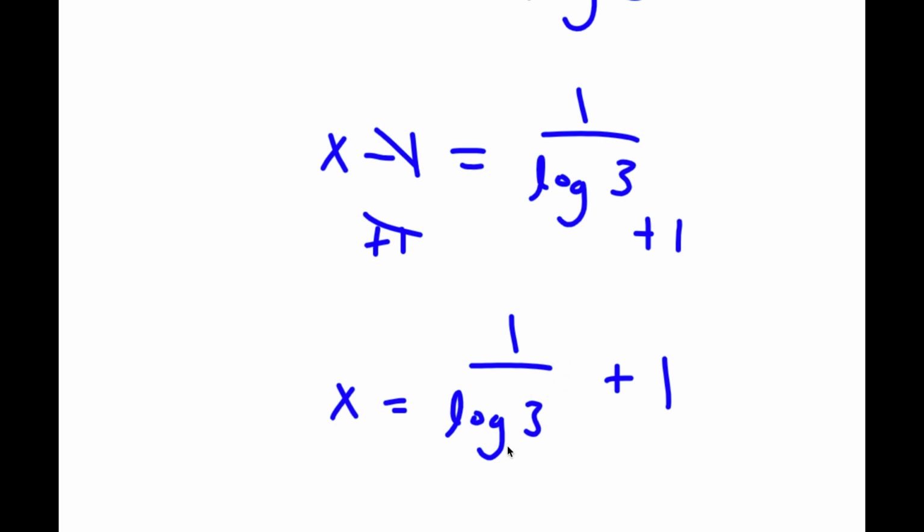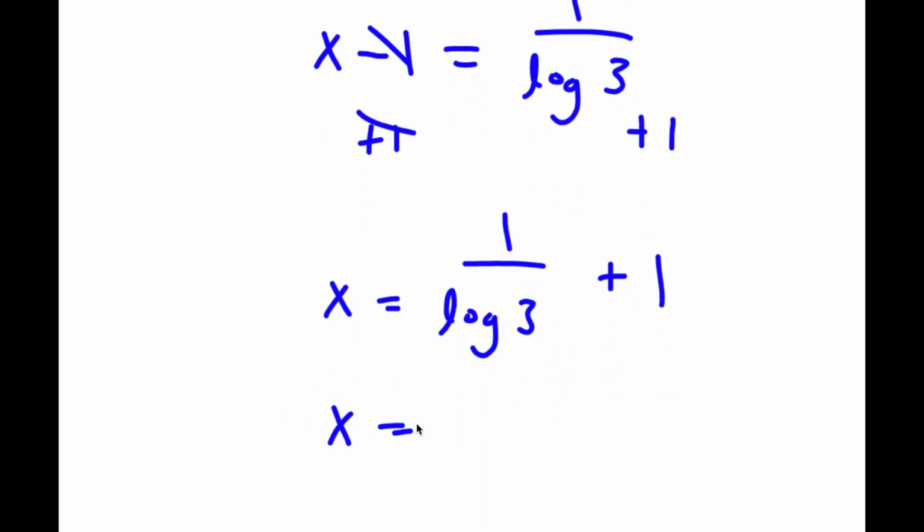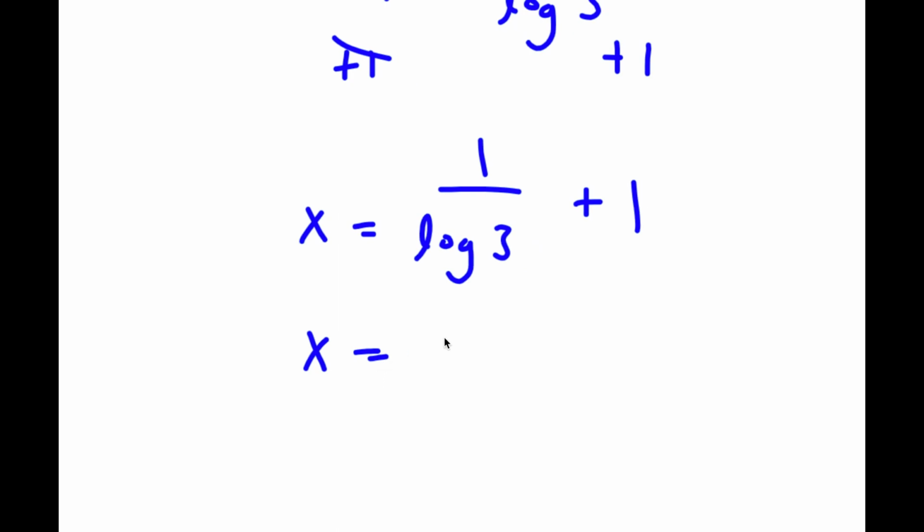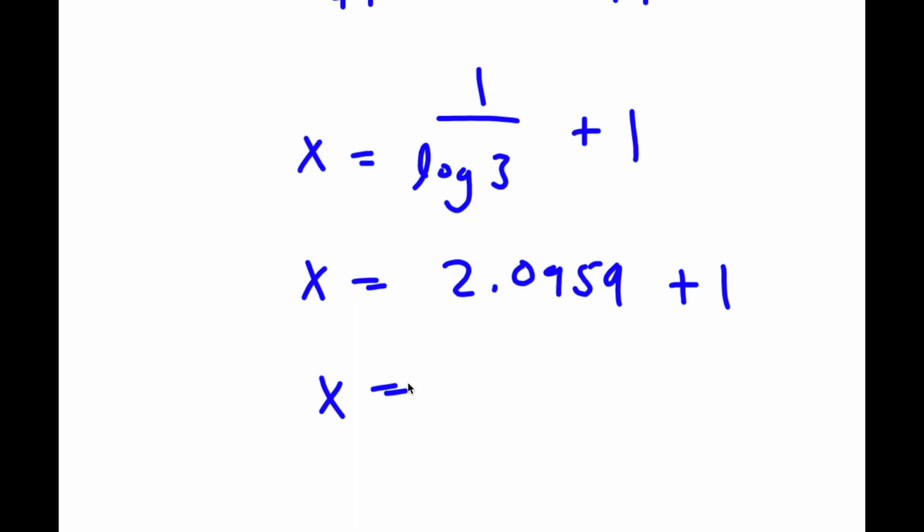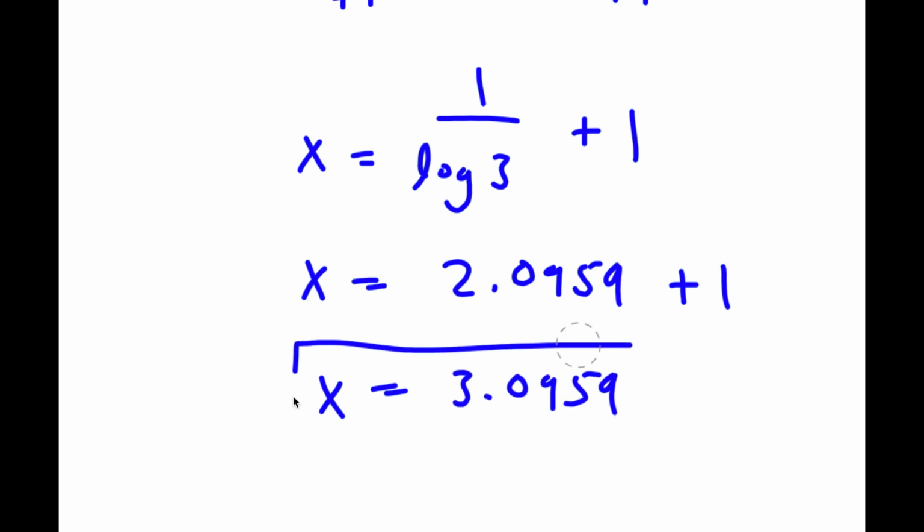Now 1 over log 3, that's simply equal to 2.0959. So I have 2.0959 plus 1. If I add these two, I get 3.0959. So this is my answer.